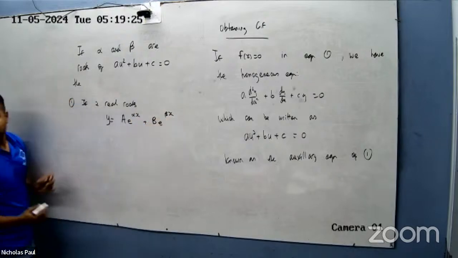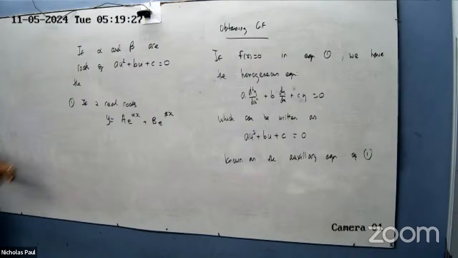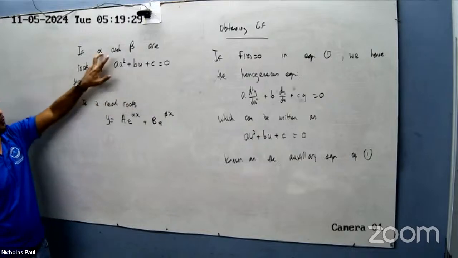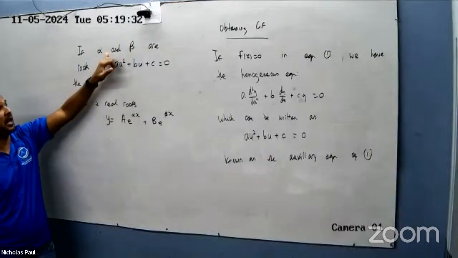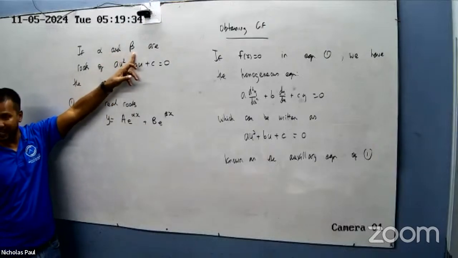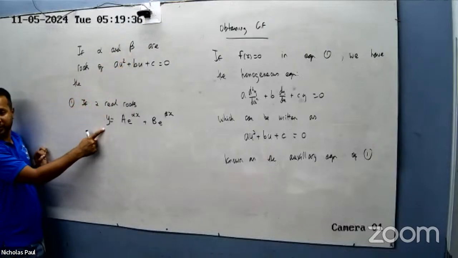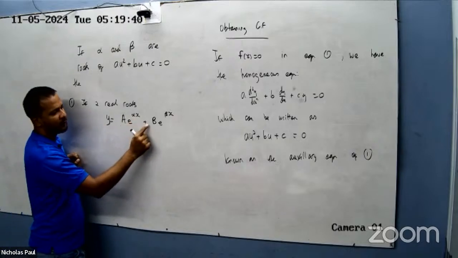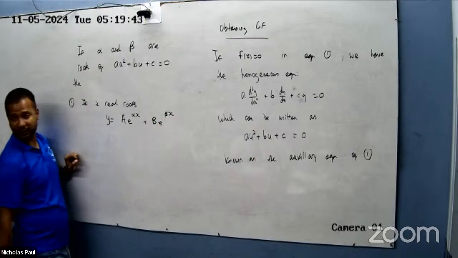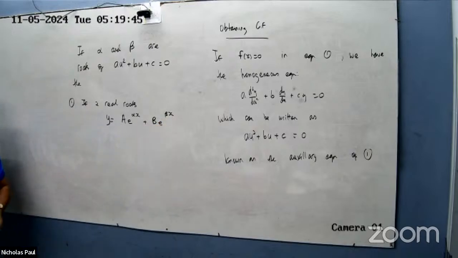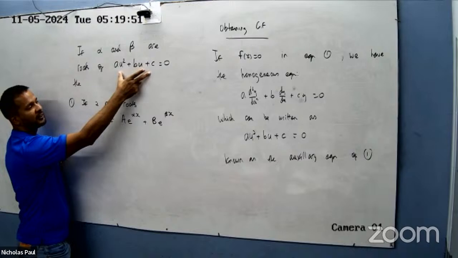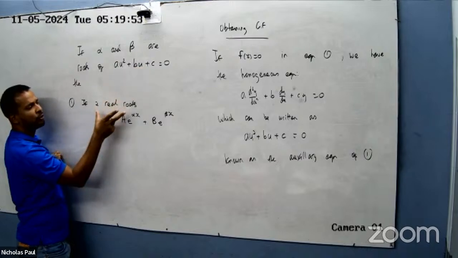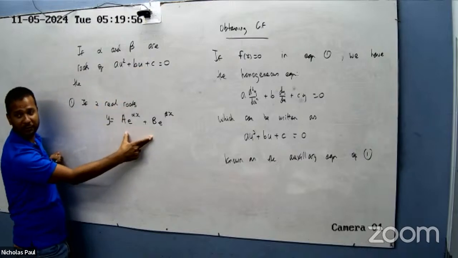Here's what it's saying. If you were to solve this and end up with two real roots, one being alpha, one being beta, then your complementary function is y equals A e to the alpha x, plus B e to the beta x. That's all you have to do. So take the auxiliary equation, solve it. If you get two real roots, that's the complementary function.